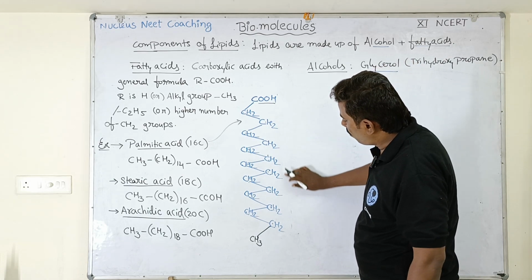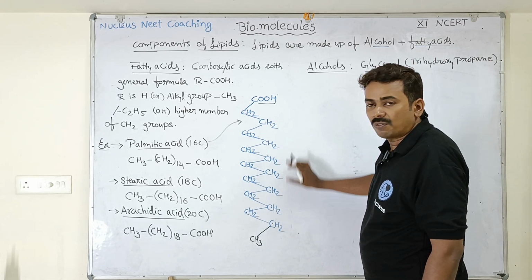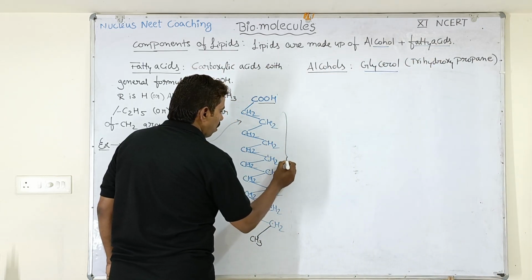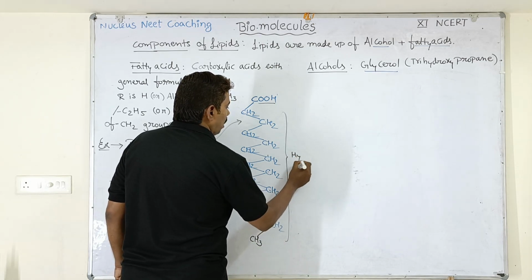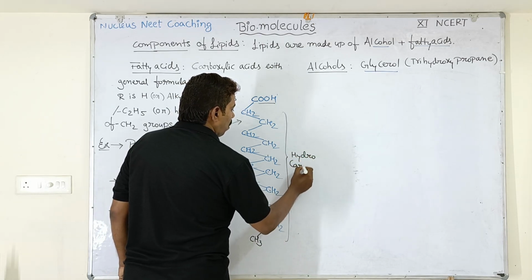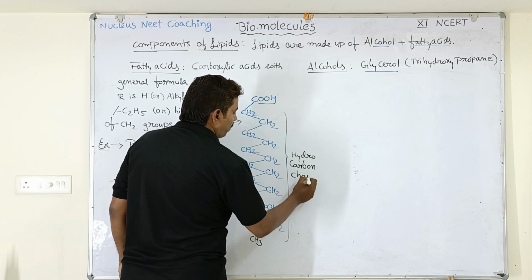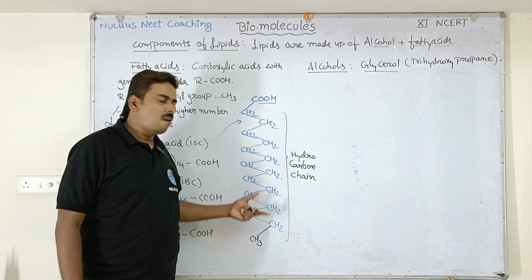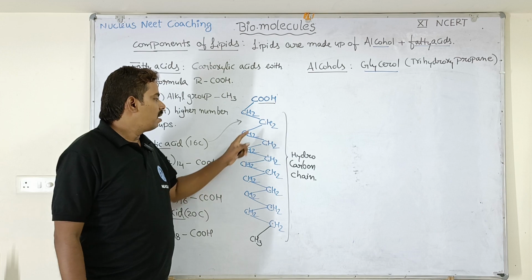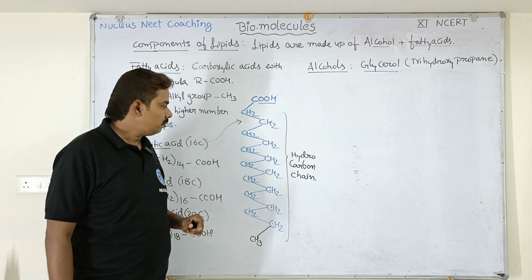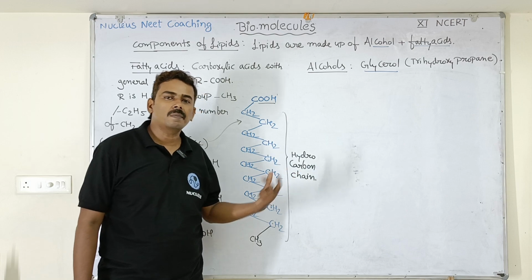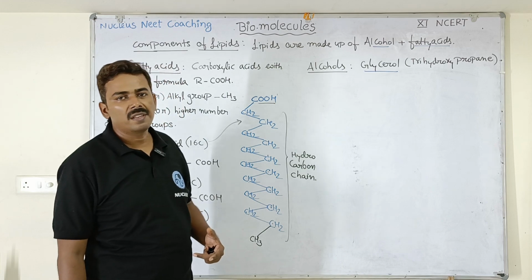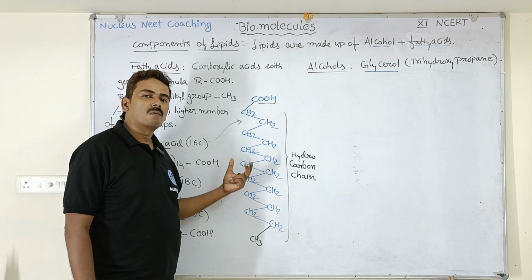So this entire chain of CH2 groups forms a hydrocarbon chain. What is that chain called? It is called a hydrocarbon chain. This hydrocarbon chain is a lengthy chain formed by attachment of several CH2 groups, with bonds between the carbons. These hydrocarbon chains are generally water repelling in nature. Water repelling means hydrophobic in nature. They have water repulsion.